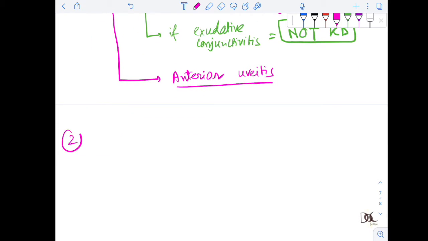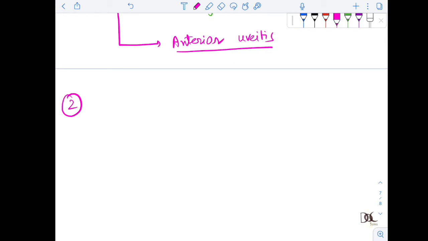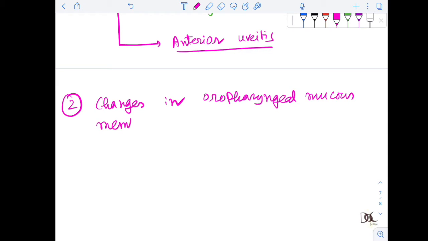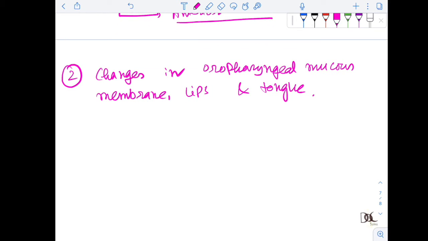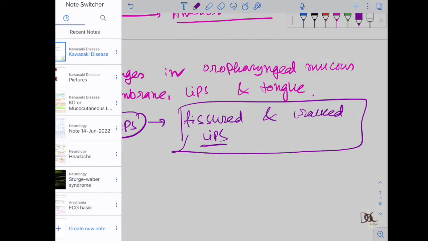Now, second criteria, what? Changes in the oropharyngeal mucous membrane. What happens? Changes in the oropharyngeal mucous membrane, lips and tongue. So from forward to backward we will go. What happens in the lips? Lips, fissured and cracked lips. How is it seen? How can you know that it's fissured lips?